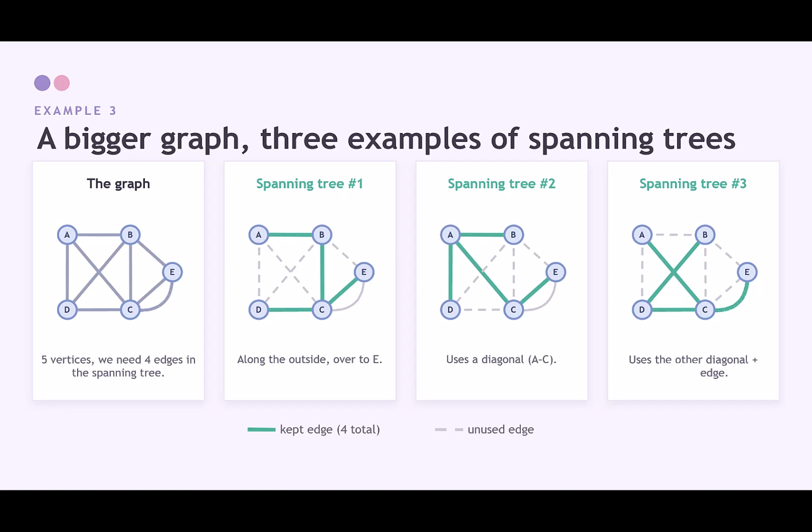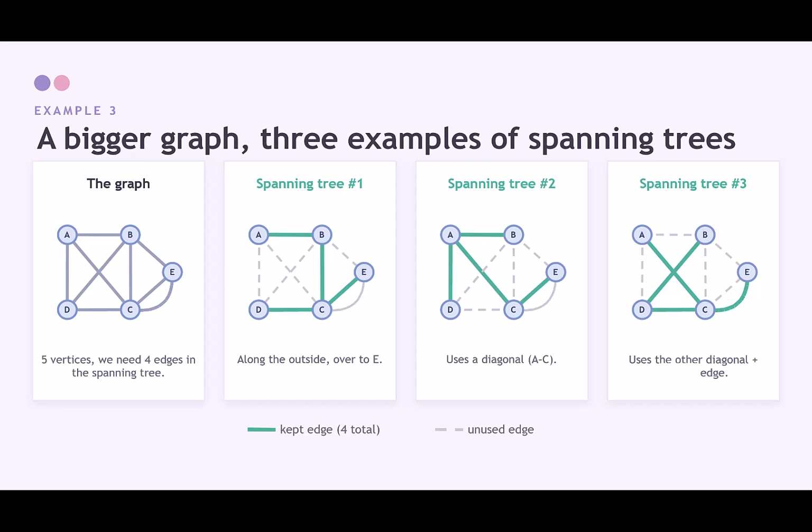In this example, we can see we have 5 vertices and 9 edges. We only need 4 edges for a spanning tree. So you can go through and look at different edges that you can drop. As you work with spanning trees, remember the goal is to connect all the vertices using only the edges that already exist in the original graph.